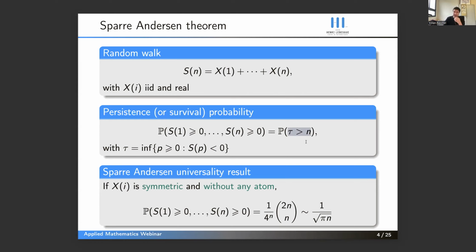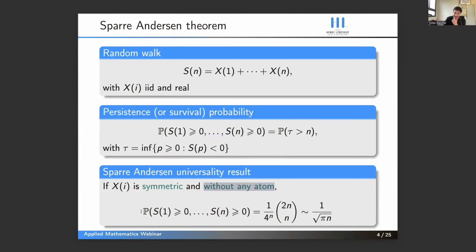And so with this definition, we can state the Sparre Andersen result. The keyword here is universality. It's a universality result because it holds for any model, any random walk, provided the increments are symmetric. By symmetric, I mean that the distribution of X is the same as that of minus X. So we can take a Gaussian distribution, a Cauchy distribution, uniform on some symmetric interval. Many examples have symmetric distributions. And I also assume that we have no atom, so it's a continuous distribution, or with a density.